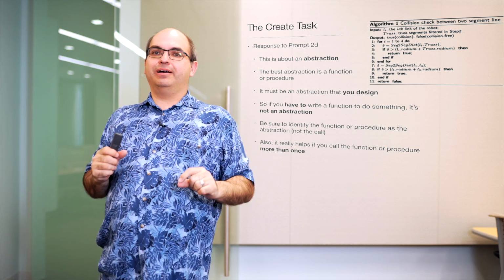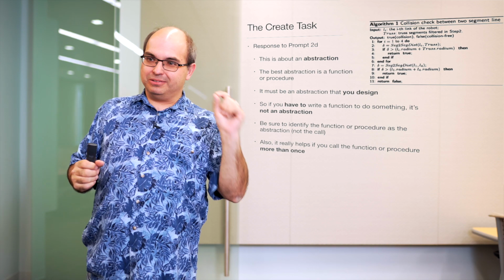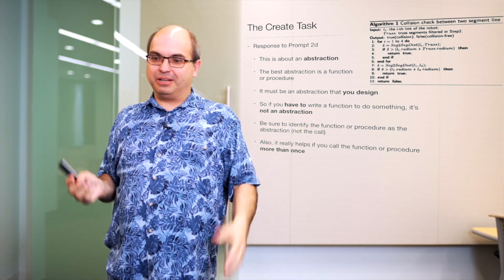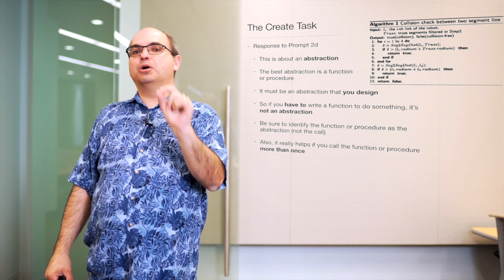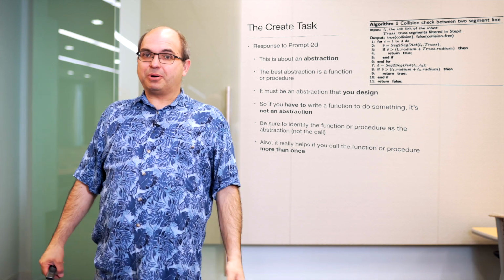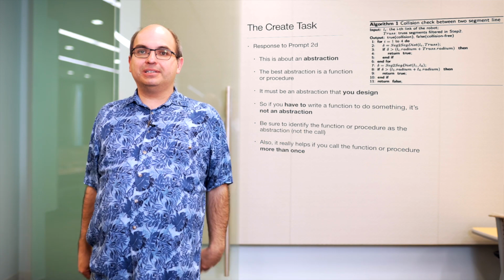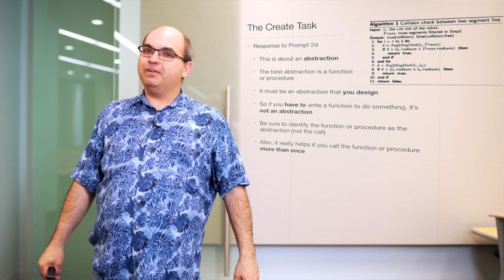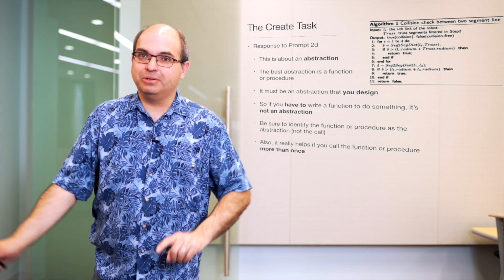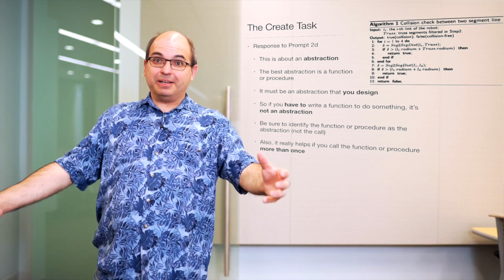You should identify the actual procedure as the abstraction, not the place that you call it, okay? Sometimes people make that mistake. It really helps if you call that procedure more than once, and here's why. Because part of the question is, explain how using this abstraction helped you manage the complexity of your program, okay? If there's a function or a block that you wrote and you call it from more than one place, then you can explain that very easily.